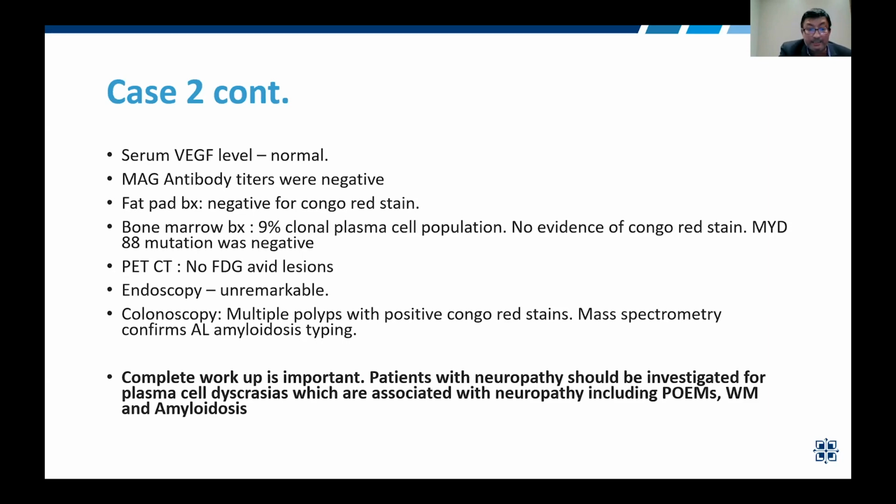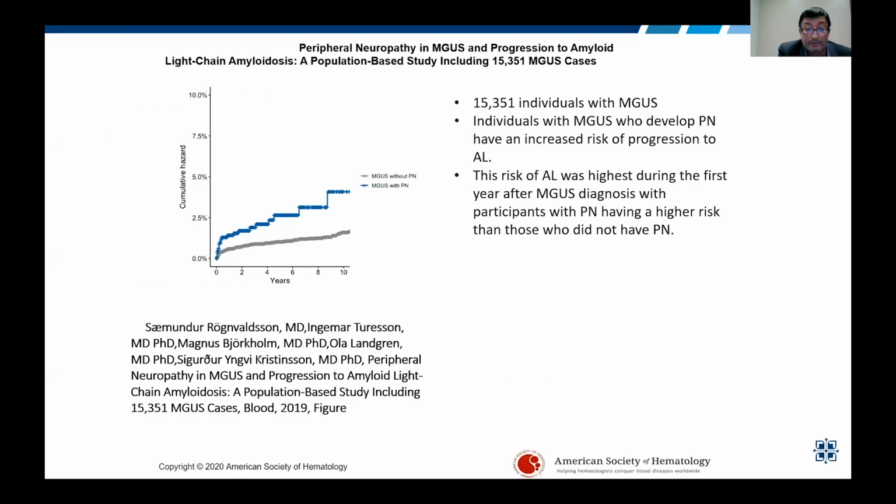So the key part in this case is that a complete workup is very important. Patients with neuropathy should be investigated for plasma cell dyscrasia, which is associated with neuropathy: POEMS, Waldenstrom, and amyloidosis. All three entities are very important. Now, this is a nice paper that was presented at ASH. Now you can look at it.